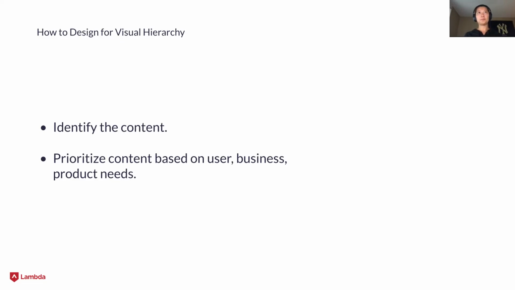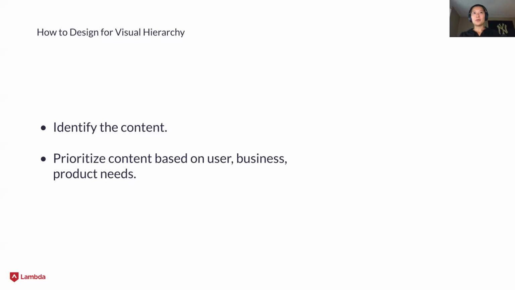Okay, great. I actually had a question. When you're prioritizing content, does it have to be all user, business, and product needs? It has to be a balance between all of them. All of them at the same time? Okay. So you can't just design anything based on the user or product needs, it has to be all three. Yeah, it definitely has to be a balance of all three.